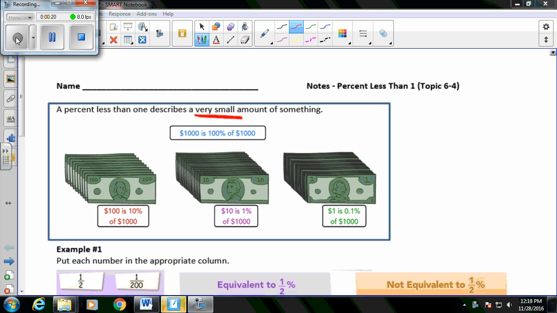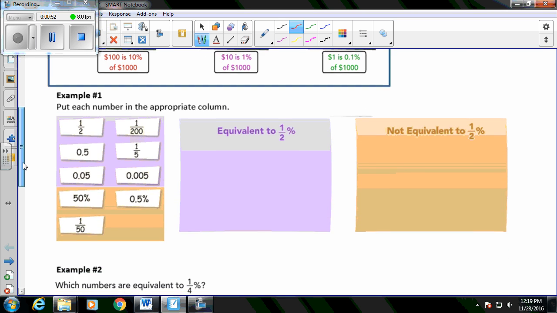$1,000 is 100% of $1,000. So let's look at 3 more pictures of that. 10% of $1,000 is $100. If I look at 1% of 1,000, it's only $10. 0.1% is only $1. So I keep getting smaller and smaller by a factor of 10 on these. Okay, percents less than 100, small numbers.